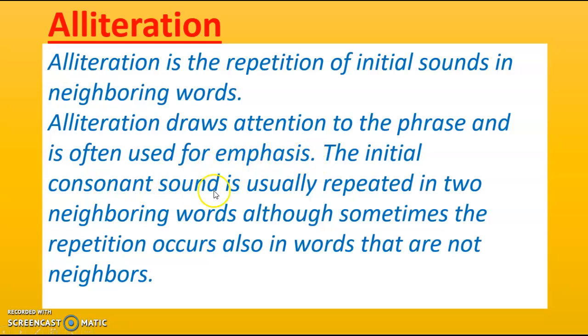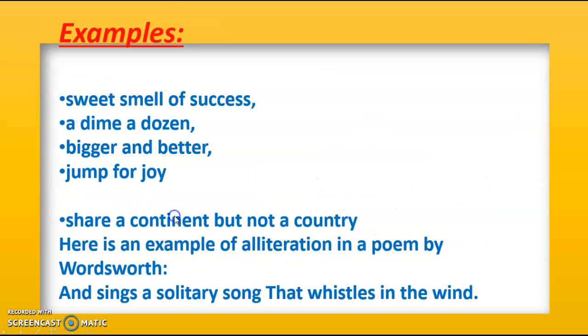The initial consonant sound is usually repeated in two neighboring words, although sometimes the repetition occurs also in words that are not neighbors, right? Okay, examples are sweet smell of success. Now you can see here S sounds. It gives this S sound. That means a sort of music or emphasis.